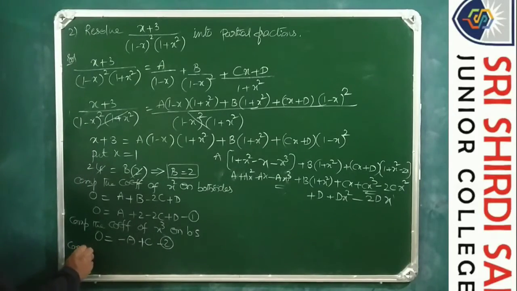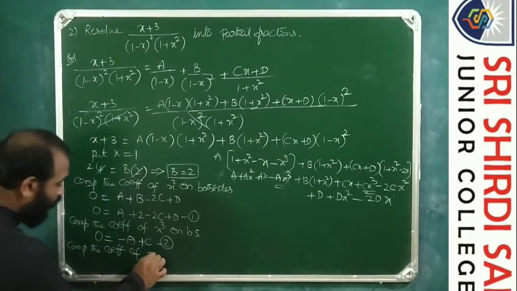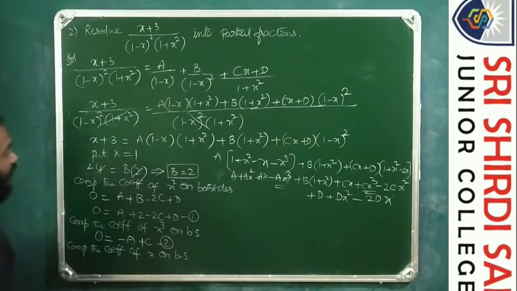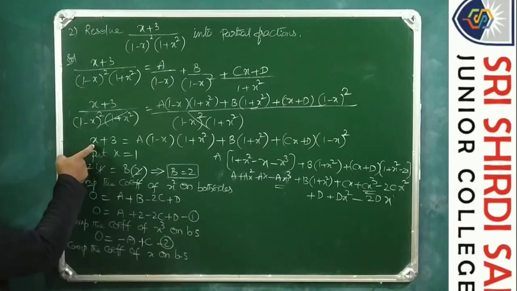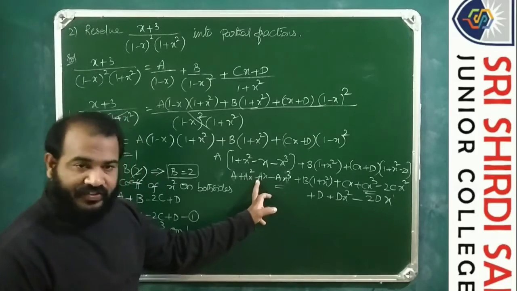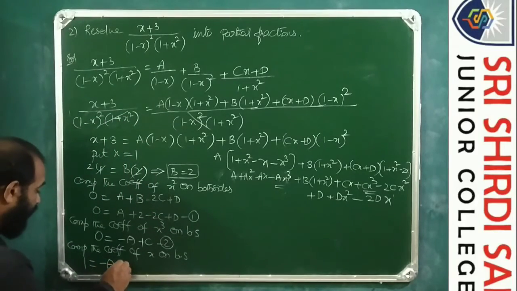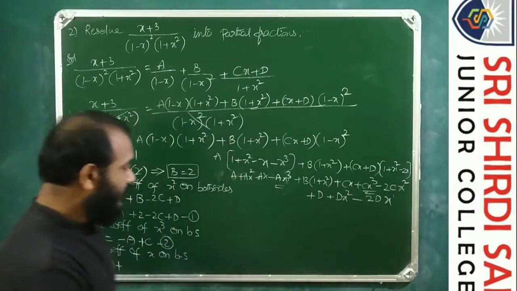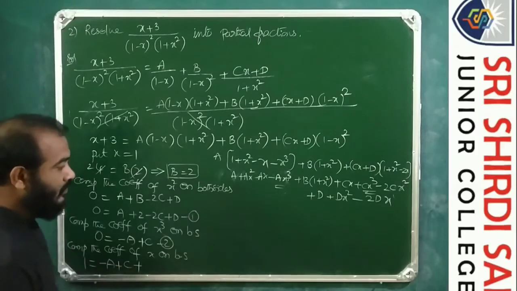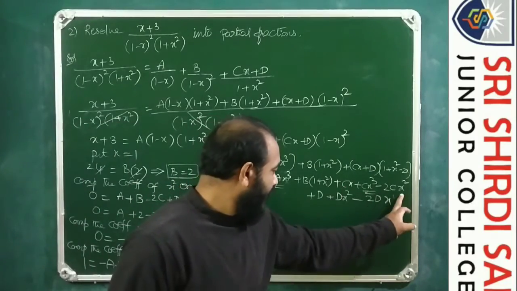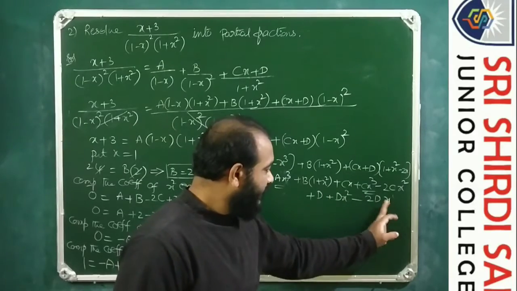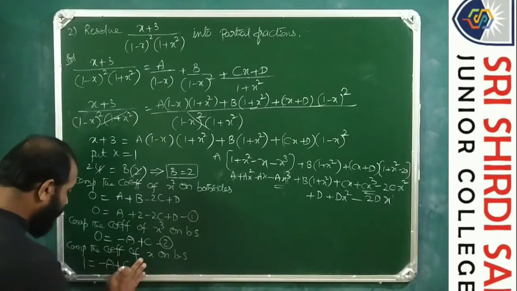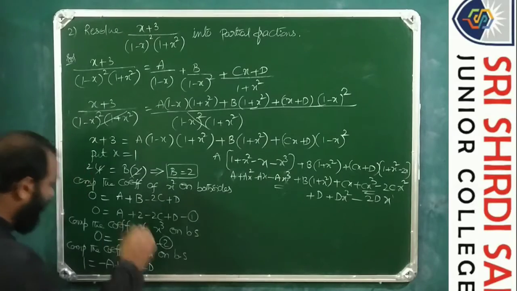Now comparing the coefficients of x on both sides. Here the coefficient of x in the LHS is 1, which is equal to the coefficient of x in the RHS: minus a, plus b into 1, the x coefficient is c here, plus, the x coefficient here is minus 2d. This is the third equation.